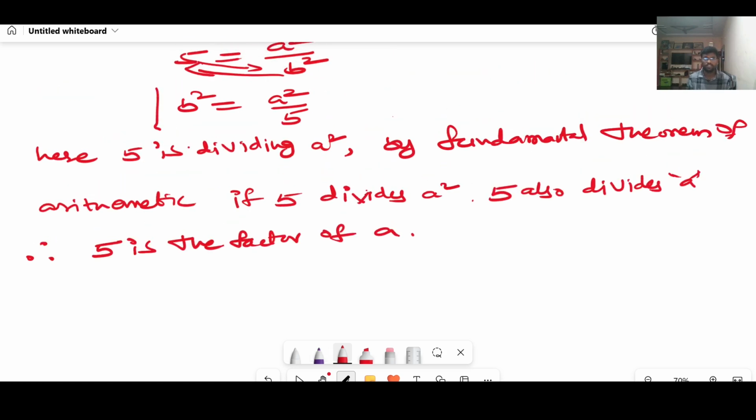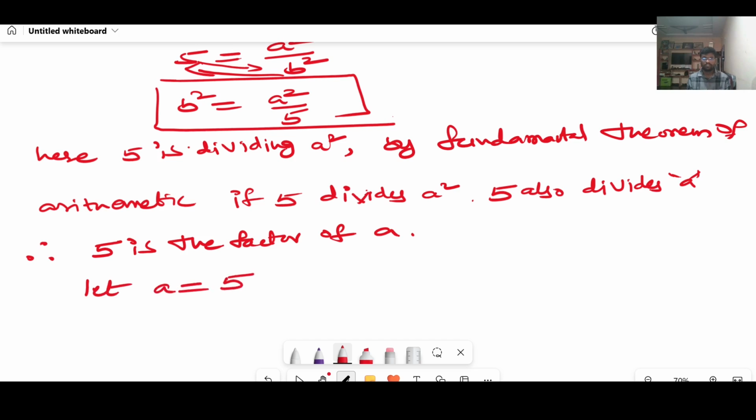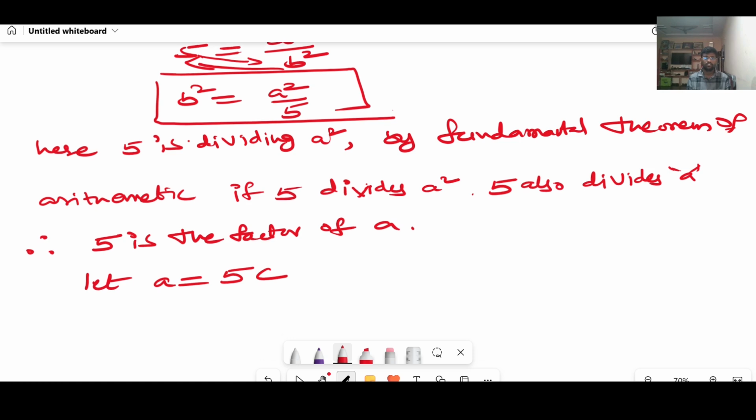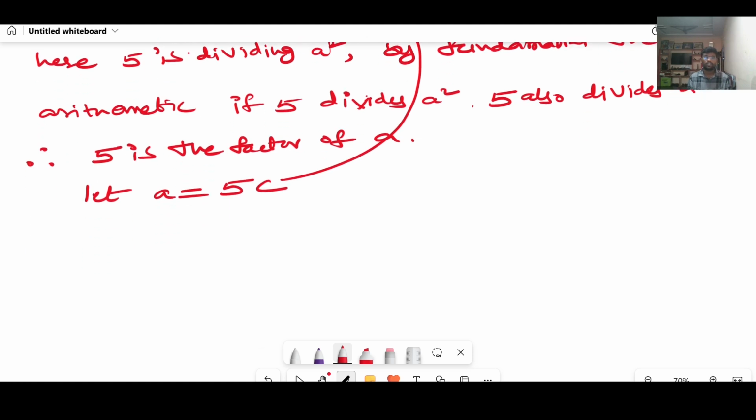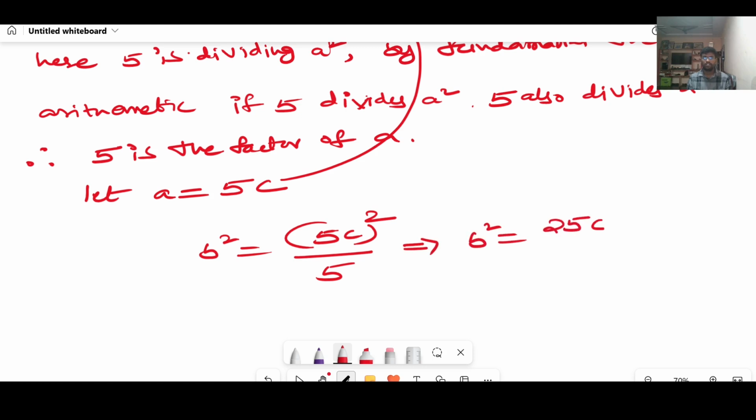And now from this, I will take let a equal to 5c. I will assume a equal to 5c and substitute a equal to 5c in this equation. Right, b square equal to (5c) whole square by 5. That implies we will get b square equal to 25c square by 5.